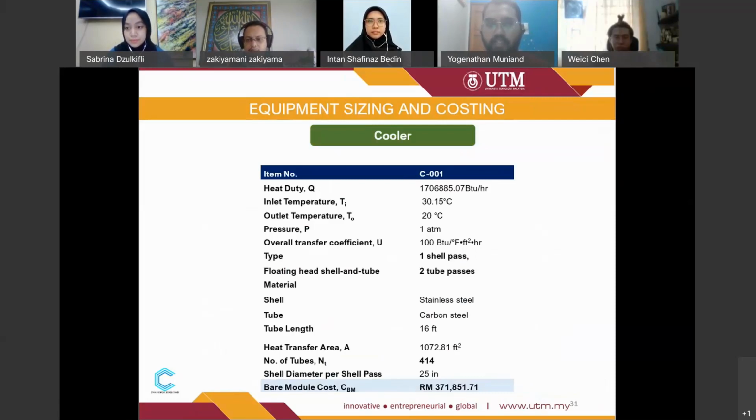Next. Okay, next is the cooler. Chilling water is used as a cooling medium, and for the cooler, we are using 1 2 shell and tube, and the number of tubes used in the cooler is 440, and the bare module cost is around ringgit Malaysia 371,000.